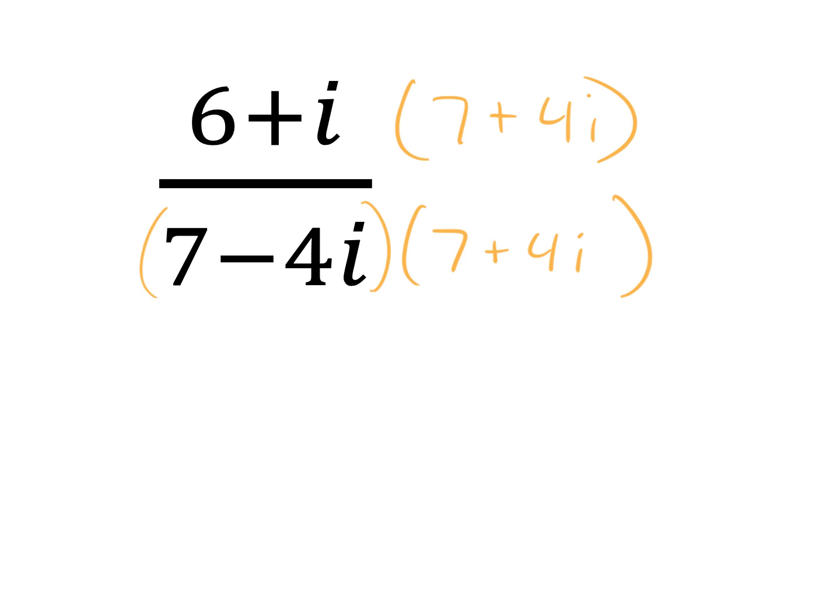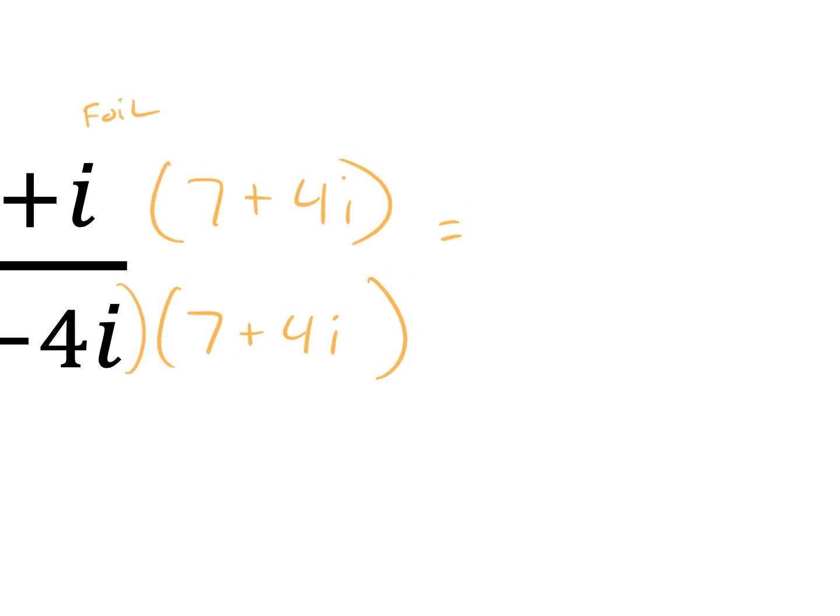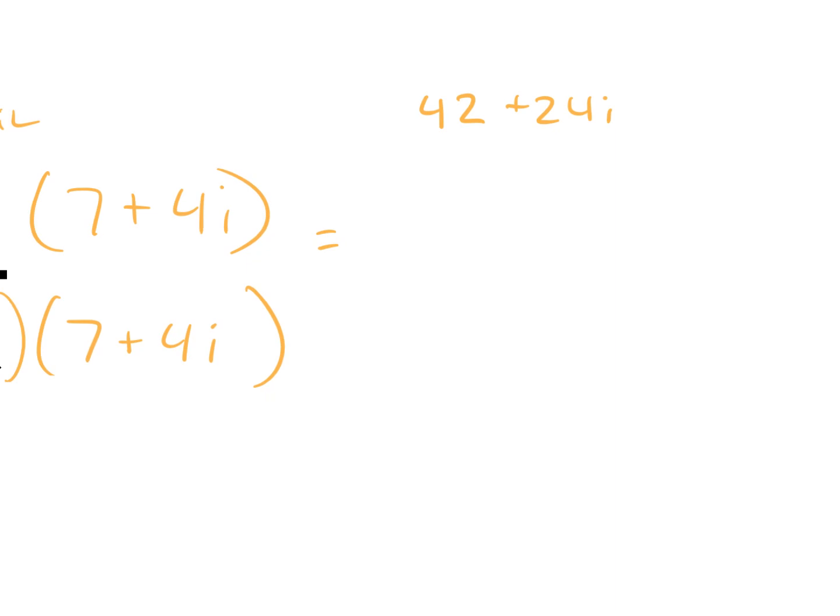So if I multiply it to the bottom, I have to multiply the same exact thing to the top too. So 7 plus 4i gets multiplied to the top and the bottom. So on top, how would I multiply these two together? FOIL. So we have 6 times 7, which is 42. 6 times 4i, 24i. i times 7, and i times 4i, 4i squared. What would I do next? Change the i squared and make it negative 4.